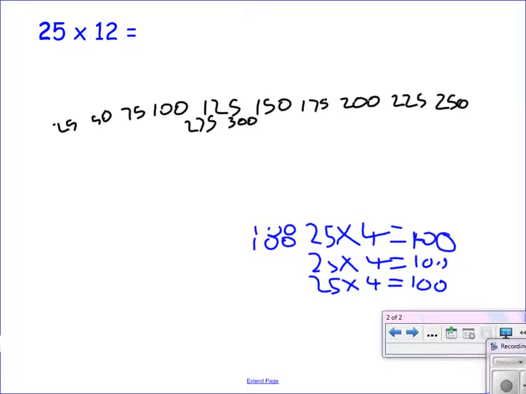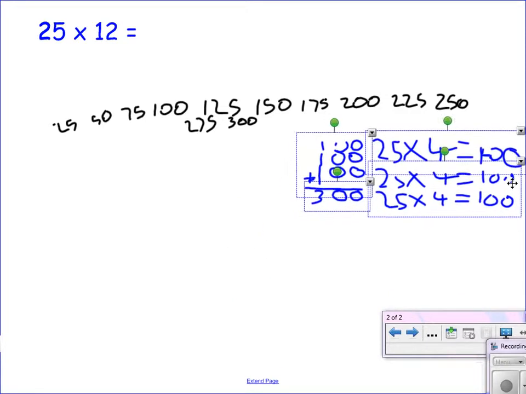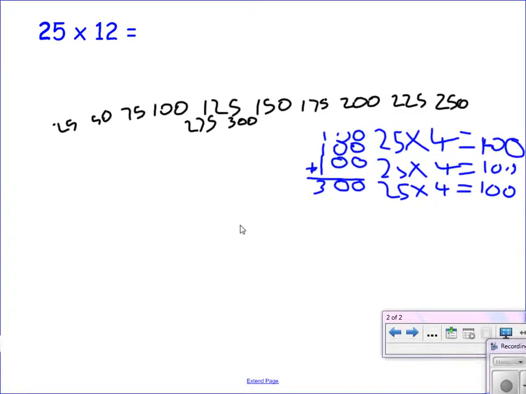And push the pen kind of hard on the board and then it won't miss the circles. Okay. Can someone show us another way that they solved 25 times 12? And pick up the red pen and explain while you're solving.